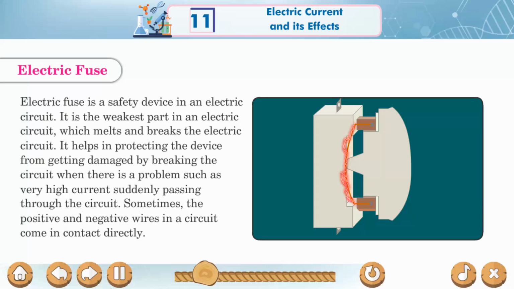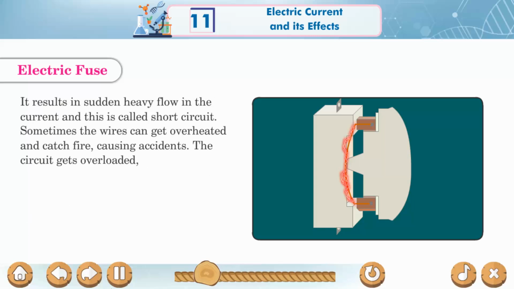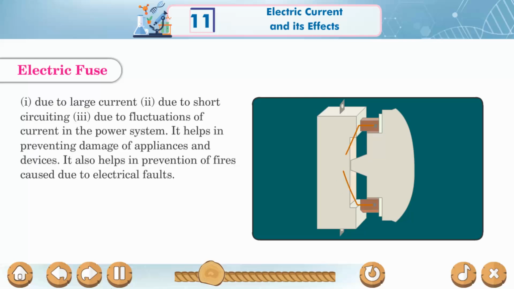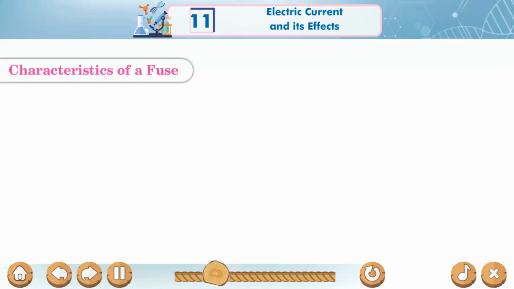Sometimes the positive and negative wires in a circuit come in direct contact. It results in a sudden heavy flow of current, and this is called a short circuit. Sometimes the wires can get overheated and catch fire, causing accidents. The circuit gets overloaded due to large current, due to short circuiting, or due to fluctuations of current in the power system. The fuse helps in preventing damage to appliances and devices. It also helps in the prevention of fires caused by electrical faults.